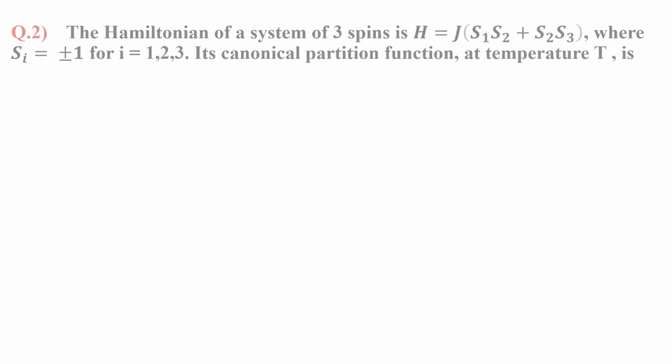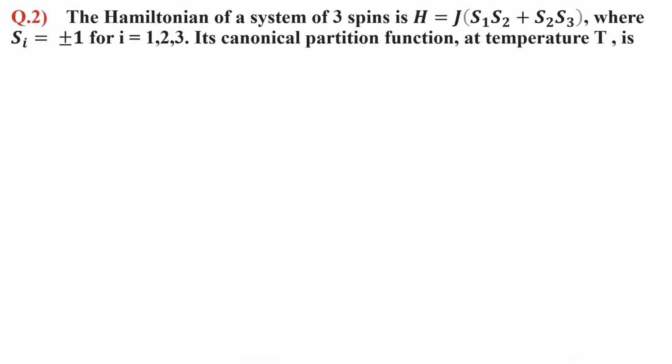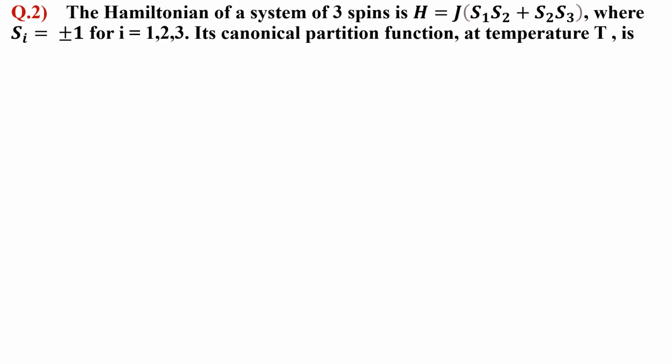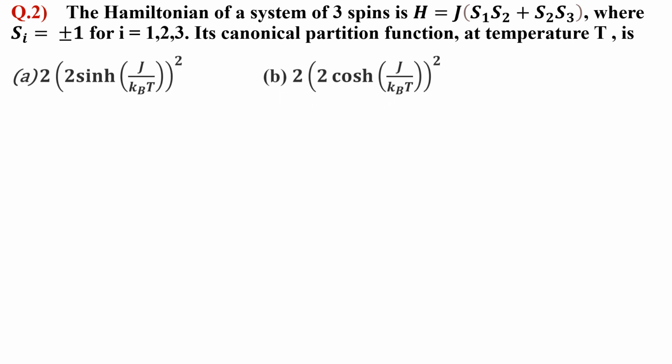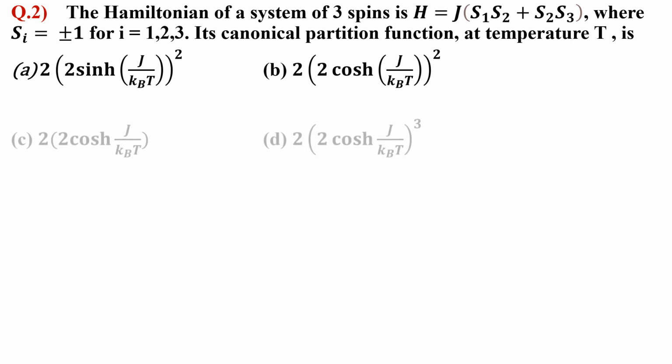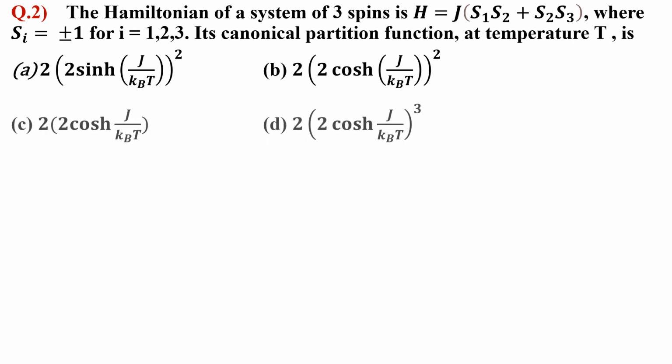Question 2. The Hamiltonian of a system of three spins is H equals J times the bracket S1 S2 plus S2 S3, where Si equals plus or minus 1 for i equals 1, 2, 3. Its canonical partition function at temperature T is option A, option B, option C, or option D.